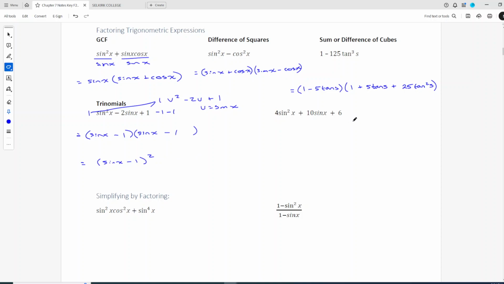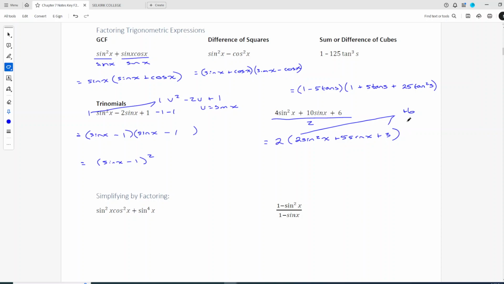This question, I put a couple things into it. So the first thing I hope you notice is that there's a greatest common factor of 2. If you don't, you're going to be looking for two numbers that multiply to give you 24 and add to give you 10, which you can do, but then there'll be a greatest common factor in the end. So I'm going to factor the 2 out to start to be left with 2 sine squared x plus 5 sine x plus 3. And then I'm going to do that with this. So I'm looking for two numbers that multiply to give me 6, positive 6, and add to give me positive 5.